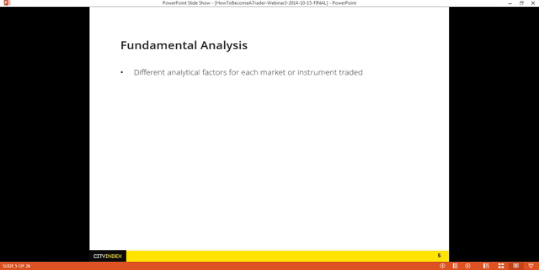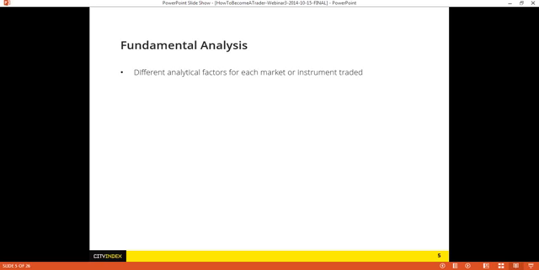There are different analytical factors for each market or instrument traded, obviously. The fundamentals for the S&P 500 or the FTSE are going to be very different. First of all, they're going to be different from each other, simply because they're talking about two different countries' markets.